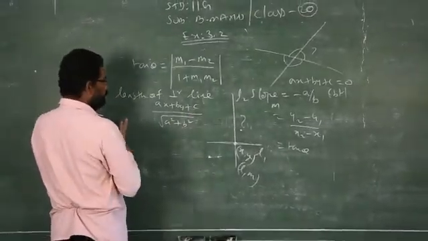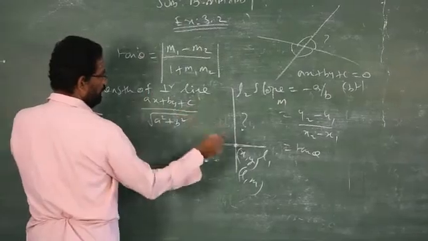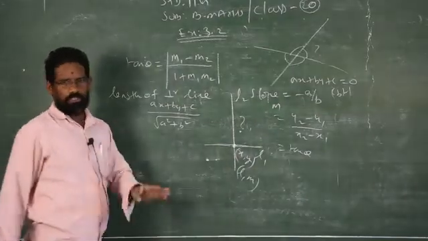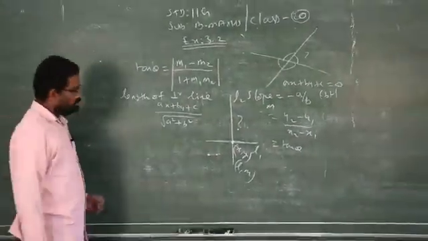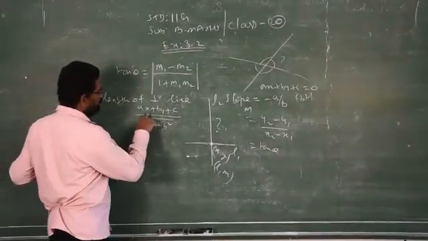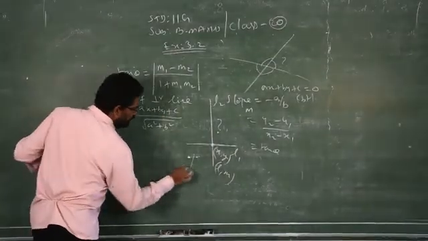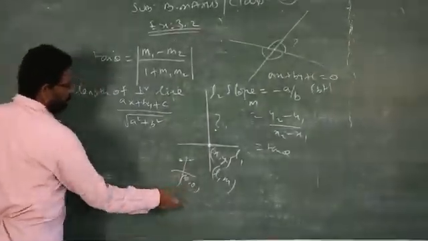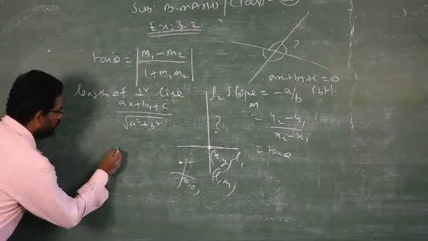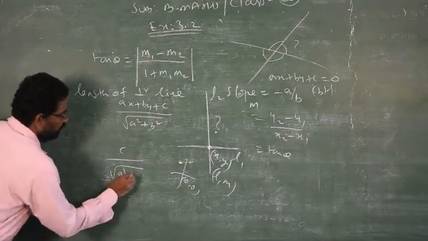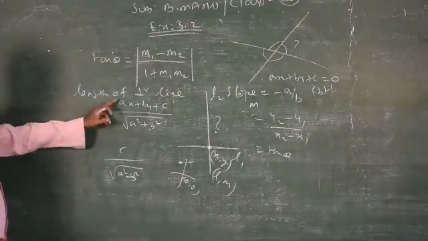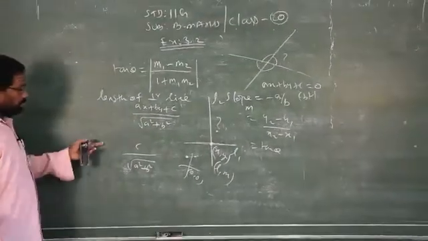So if you would like to find out the length of the perpendicular line from a given point, this is the formula where x and y should be replaced by the given points. That's all. Clear? The next one is the perpendicular length from the origin. If it is the origin, both x and y will become 0. So in the same formula, if you replace x by 0 and y by 0, these two terms get cancelled. Therefore, what will be the remainder? C by square root of a square plus b square. Clear?